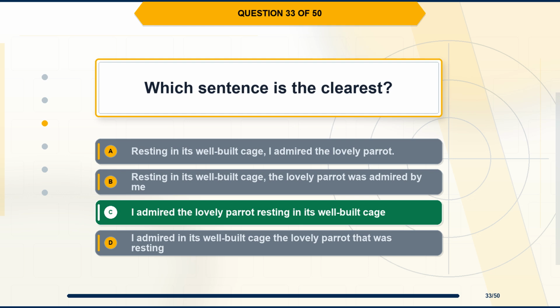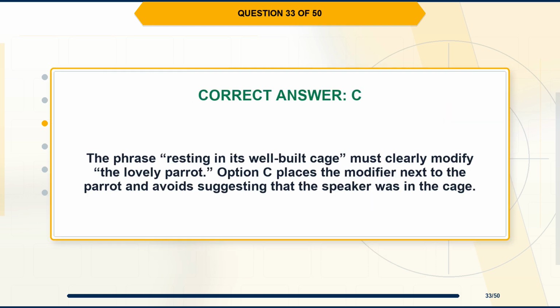The correct answer is option C. I admired the lovely parrot resting in its well-built cage. Explanation. The phrase resting in its well-built cage must clearly modify the lovely parrot. Option C places the modifier next to the parrot and avoids suggesting that the speaker was in the cage.